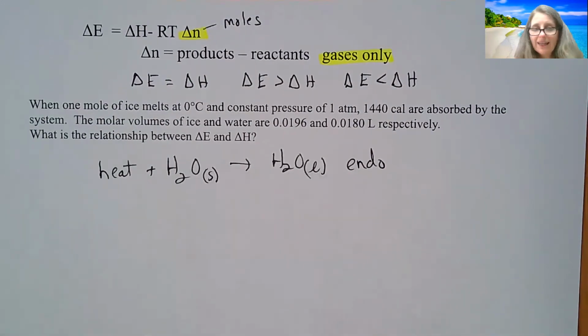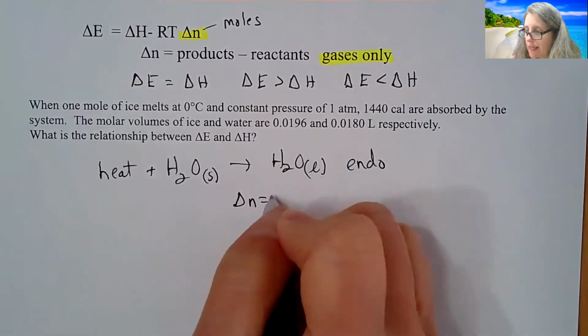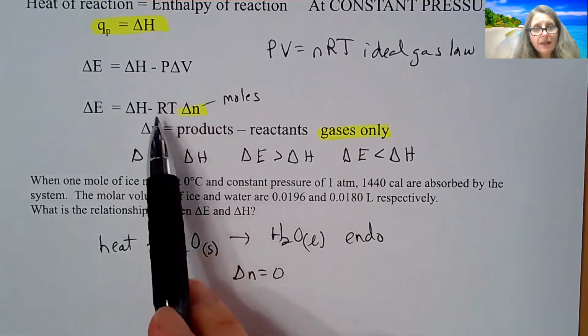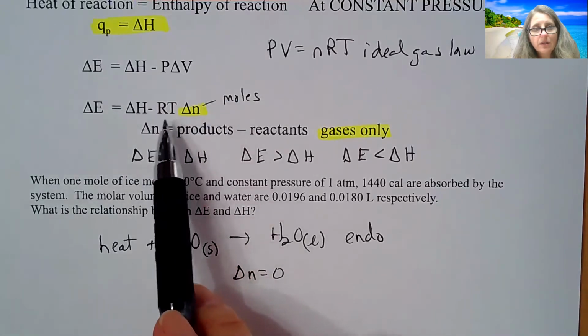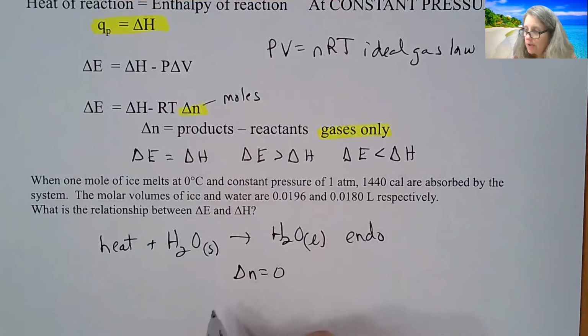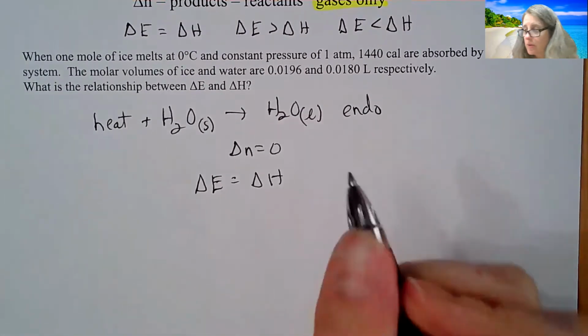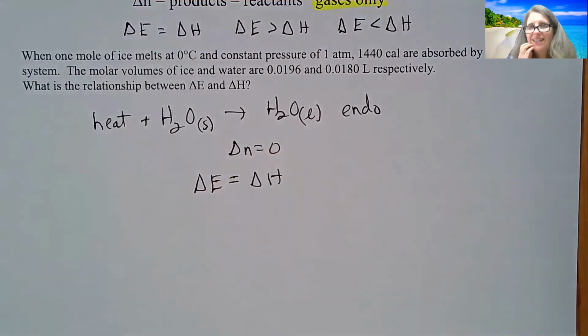Well, do I have any gases in this equation? No. So my delta N happens to be 0. Well, if I go back to this equation, if my delta N is 0, everything here is going to be 0. So what's my relationship? Well, my delta E is going to be the same as my delta H. So that's why in first year chemistry, we really didn't focus too much on delta E, because if you don't have a gas being produced, you really have no difference between the two, okay?